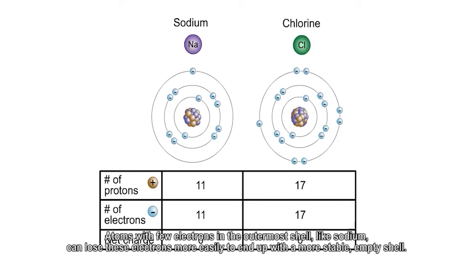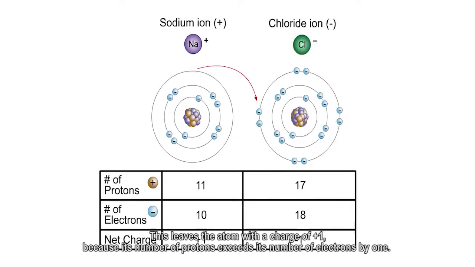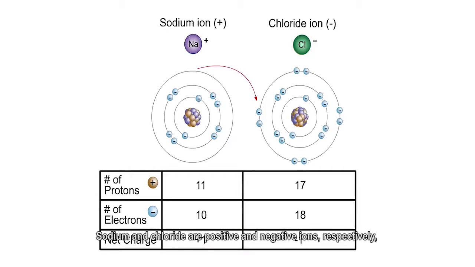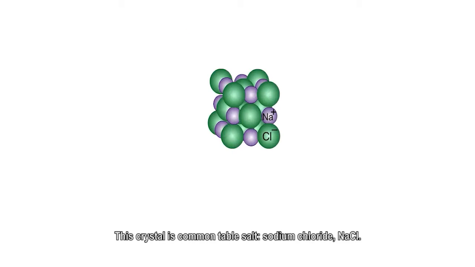Atoms with few electrons in the outermost shell, like sodium, can lose these electrons more easily to end up with a more stable empty shell. This leaves the atom with a charge of +1 because its number of protons exceeds its number of electrons by 1. Sodium and chloride are positive and negative ions, respectively, that are attracted to each other because of their opposite charges. They can form an ionic bond. Such compounds form extensive crystalline networks. This crystal is common table salt, sodium chloride, NaCl.